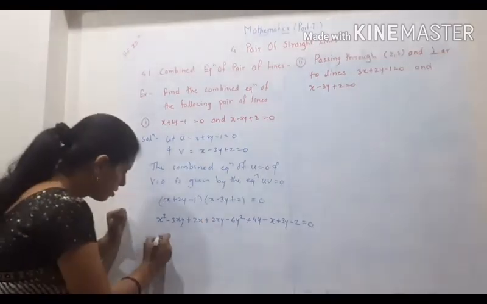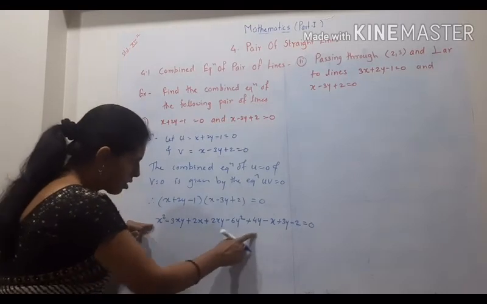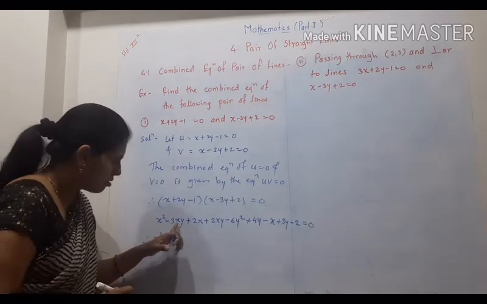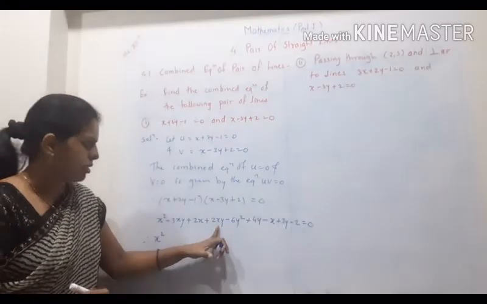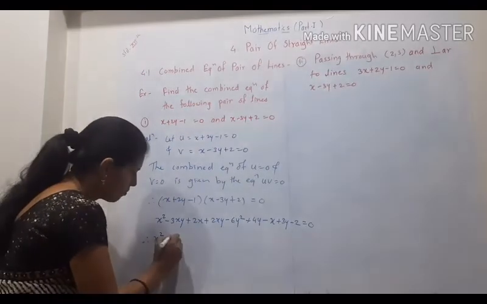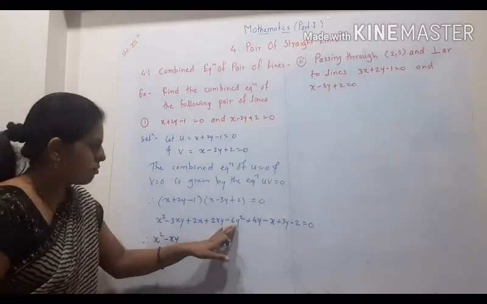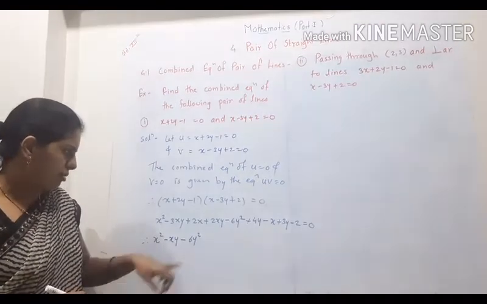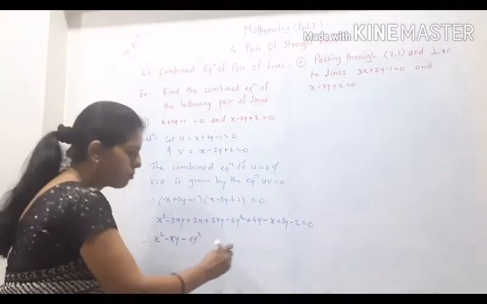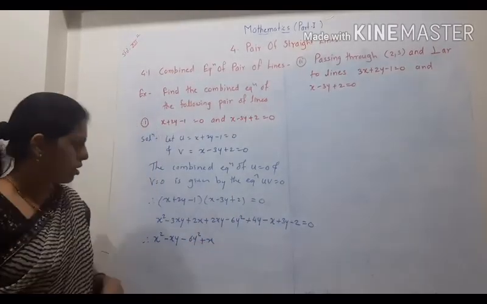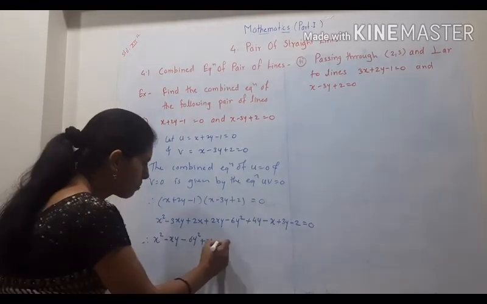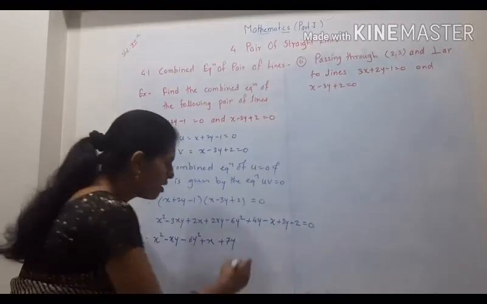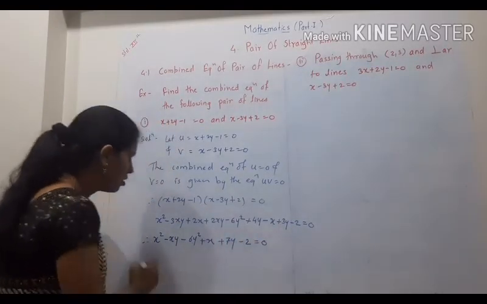Now collect the terms. x square, the single term, therefore it is x square, minus 3xy plus 2xy is minus xy, then minus 6y square, in the terms containing x, 2x and minus x is plus x, then plus 4y and plus 3y is plus 7y, and the last, the constant term is minus 2, is equal to 0.